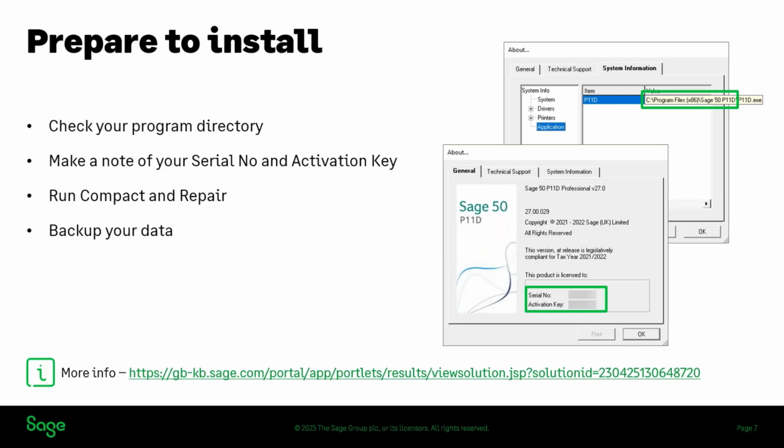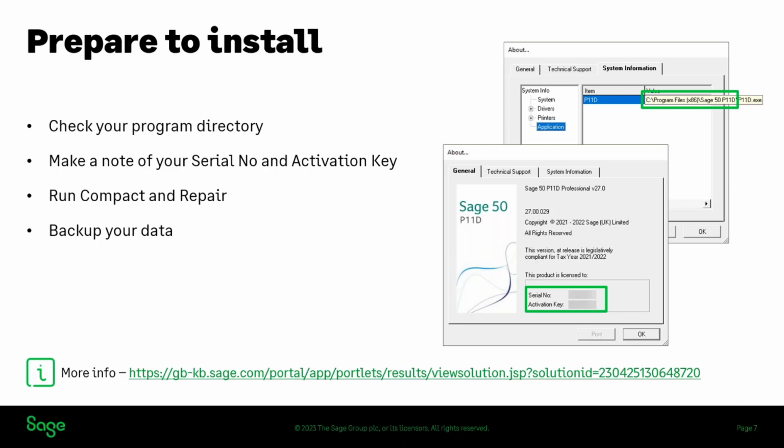And the main reason that we recommend that you do that is that it means that you keep access to your old version of P11D. So you've got some historical data you can look at for previous tax years, and it means that we're creating a new set of data for version 28, and you will be restoring your existing backup.